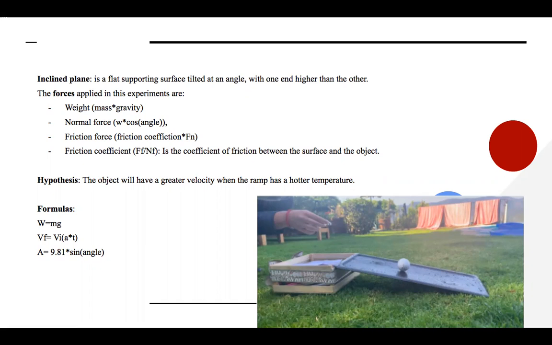So first, to start analyzing the experiment, we should define what an inclined plane is. A ramp is a flat supporting surface tilted at an angle, with one end higher than the other. The formulas I used were: weight equals mass times gravity, final velocity equals initial velocity plus acceleration times time, acceleration equals 9.81 times the sine of the angle.